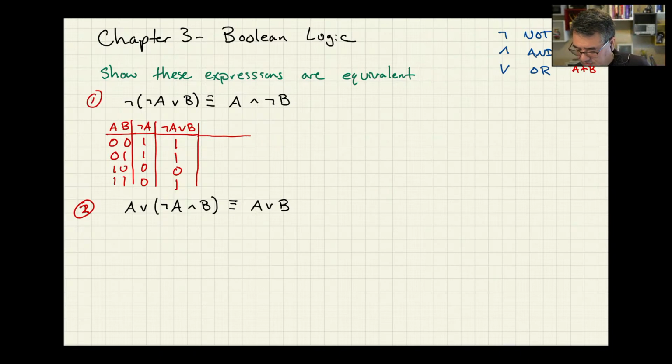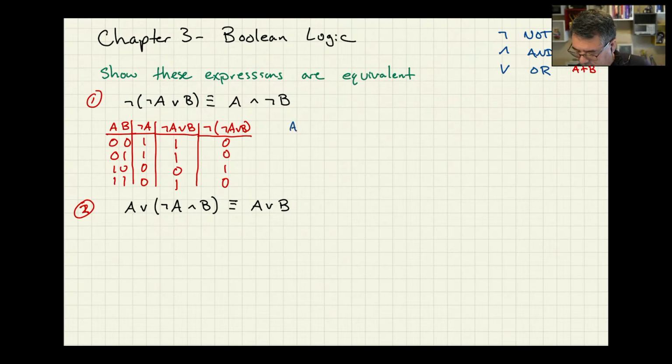And then the last column here is going to be that whole expression, the not of the previous column. And that's easy to do. You just take this column and you invert it. So there's our truth table for this left-hand expression. Now we'll do the right-hand one.